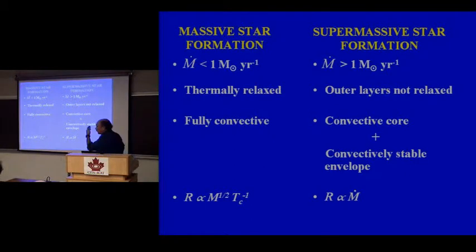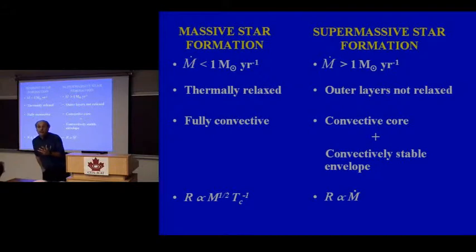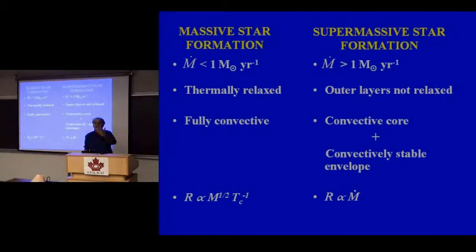So just to review the difference between supermassive star formation and ordinary massive star formation, let's say. Massive star formation occurs at less than a fraction of a solar mass per year. You then have a chance of getting a thermally relaxed object before it dies. The object can be fully convective, resembles a polytrope, and has a well-defined radius that is given by the usual polytropic formula.